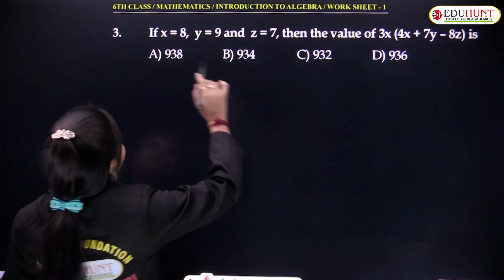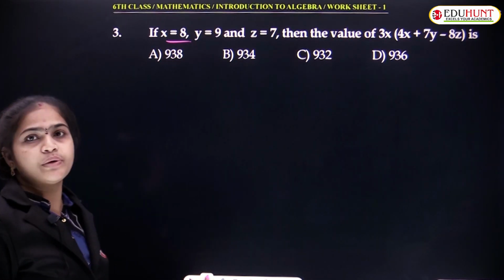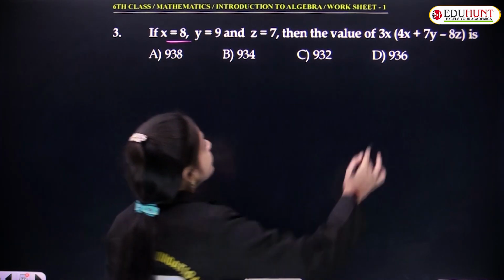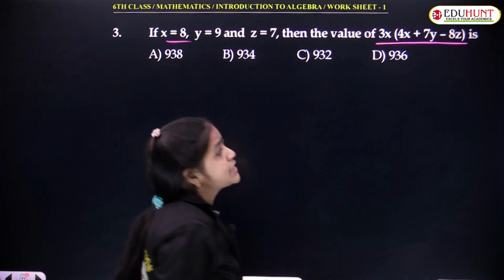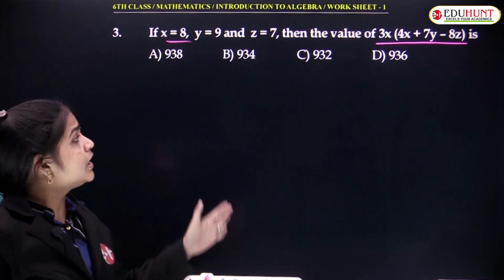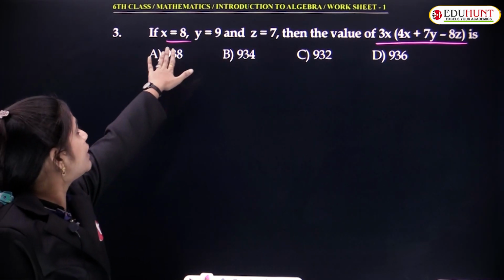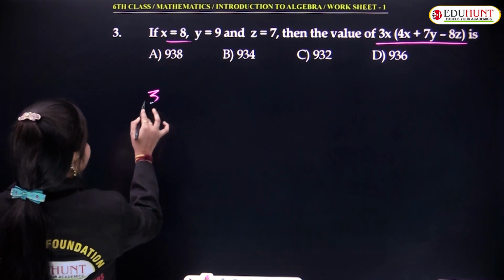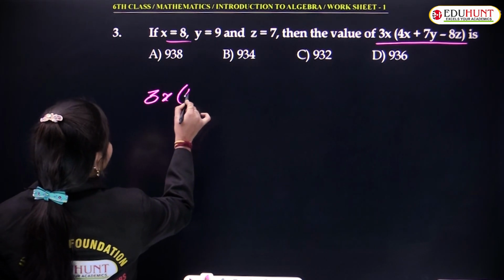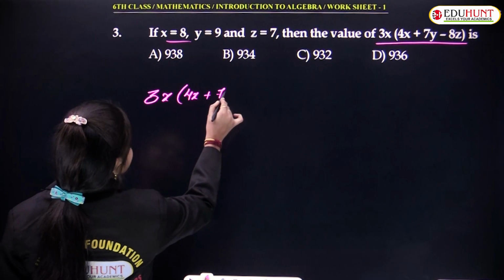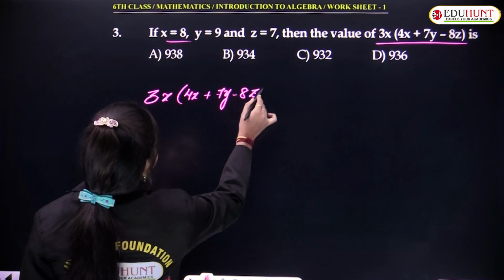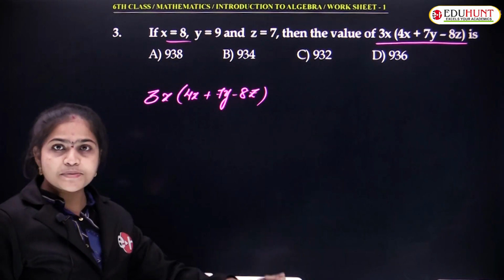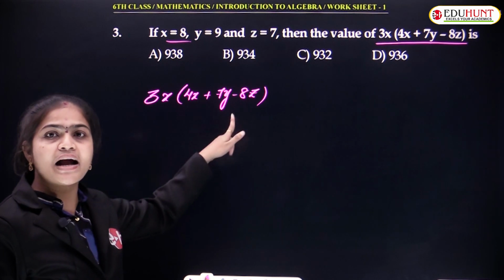Find the value of that. Here X is equal to 8, Y is equal to 9, Z is equal to 7. Then the value of this expression we need to find out. Before going to that, just substitute the values of X, Y, Z. Now here the expression is 3X of 4X plus 7Y minus 8Z.